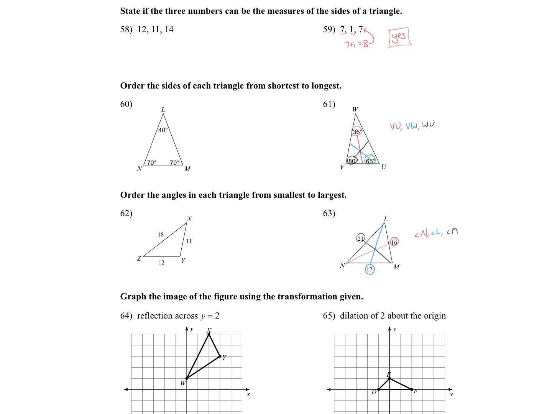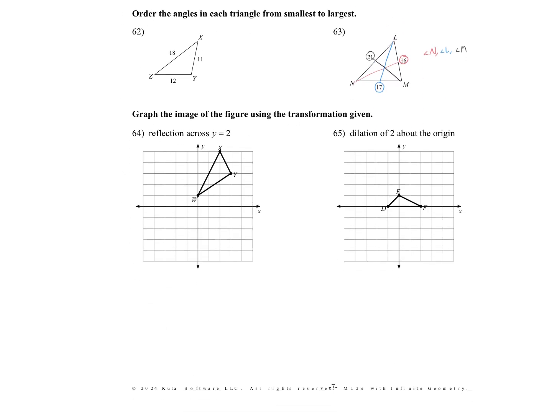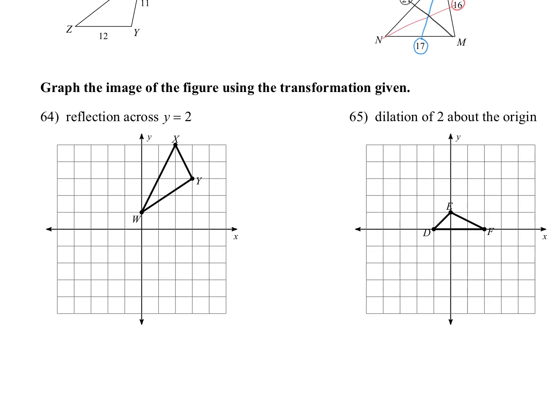Okay? On number 64, it says it's a reflection across y equals 2. What does a reflection do to the image? It flips it over a line. Okay, so where is the line y equals 2? Yep, 2 on the y-axis, and then it's going through that point here.